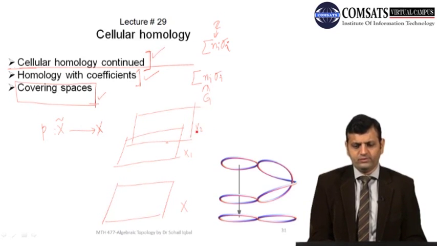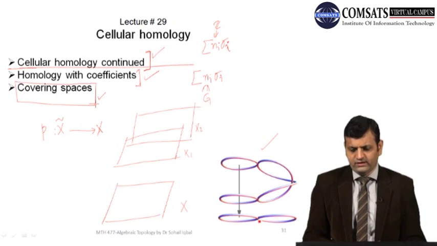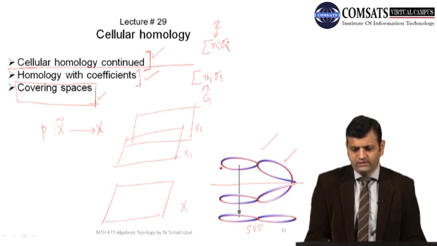Okay, so x1, x2 up to xn and so on. Each of these sheets looks like X. Here you can see an example: if you take S1 wedge S1, then we have some sort of two sheets over here. This sheet is one S1 wedge S1 and this sheet is another S1 wedge S1. But we also saw that if I unfold this in a flat way, then it becomes something like this.